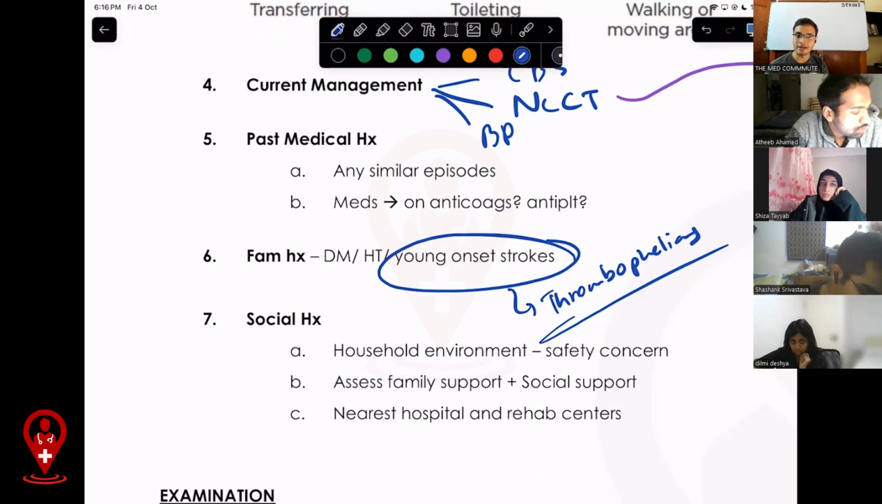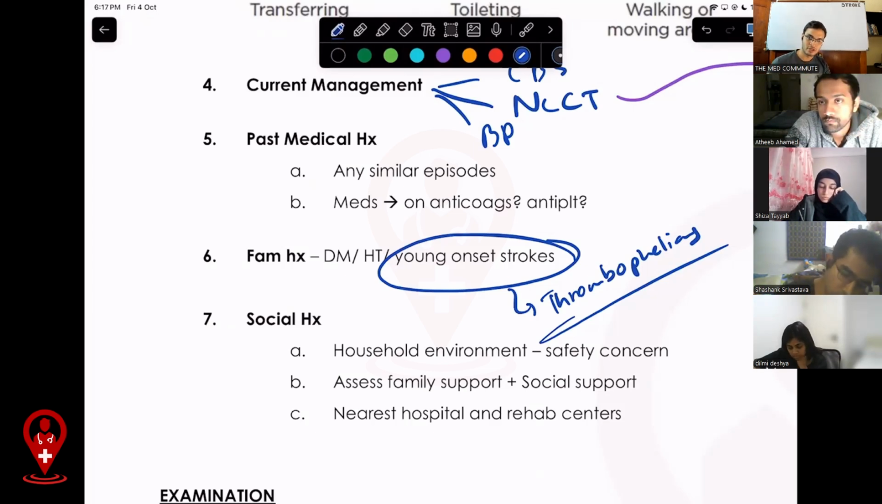So you have to ask about the family. You have to ask about the income. How is the family support? Until the physiotherapy and occupational therapy can be done, is there anyone who can help you? These kinds of questions you all must ask. You have to ask about the household environment. Is there any area where they can easily fall down? Because these further add to the risk.